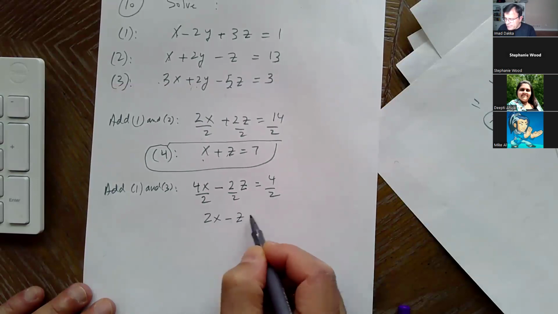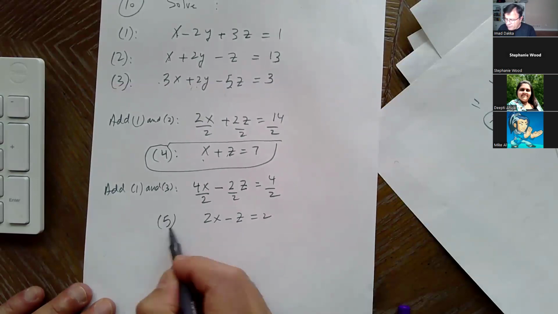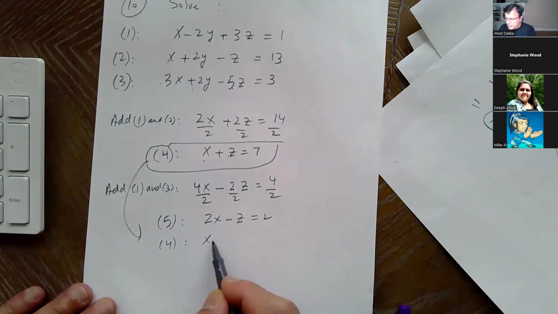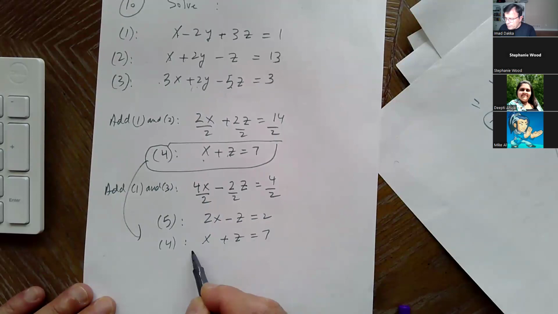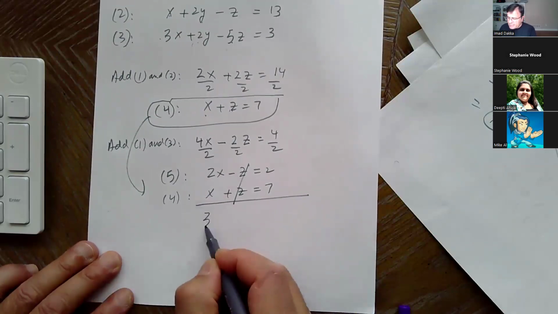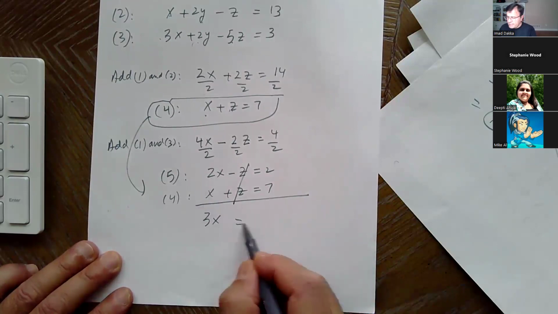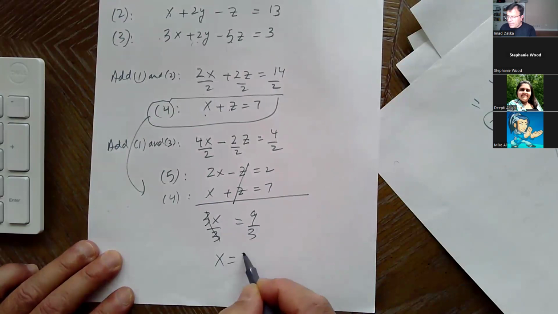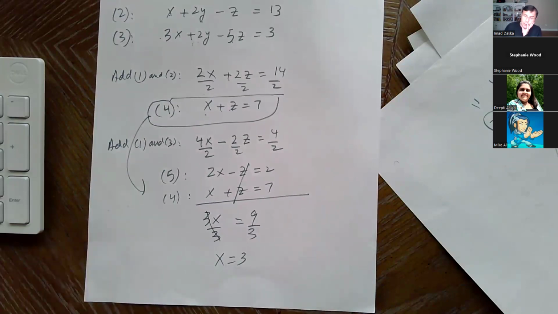So 2x minus z equals 2. That's equation 5. I'm going to bring equation 4 down here. And if I do elimination again, the z's cancel out. So I have 3x, 2x plus 1x is 3x, 7 plus 2 is 9. So I got 1/3 of the answer, 1/3 of the credit. Okay, you need x, y, and z.